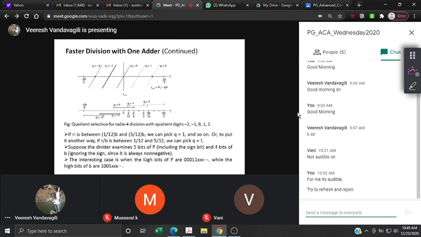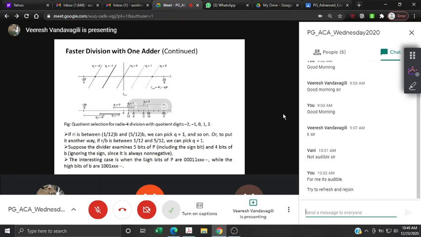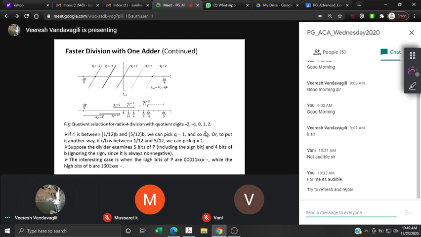The quotient selection for radix 4 division. In radix 2, the quotients are minus 1, 1 and 0. In radix 4, they are minus 2, minus 1, 0 and 1. In radix 4, it uses a lookup table for the division operation. The design challenge when building a high-speed SRT divider is figuring out how many bits of P and B need to be examined. For example, here we consider radix 4, which uses the quotient.